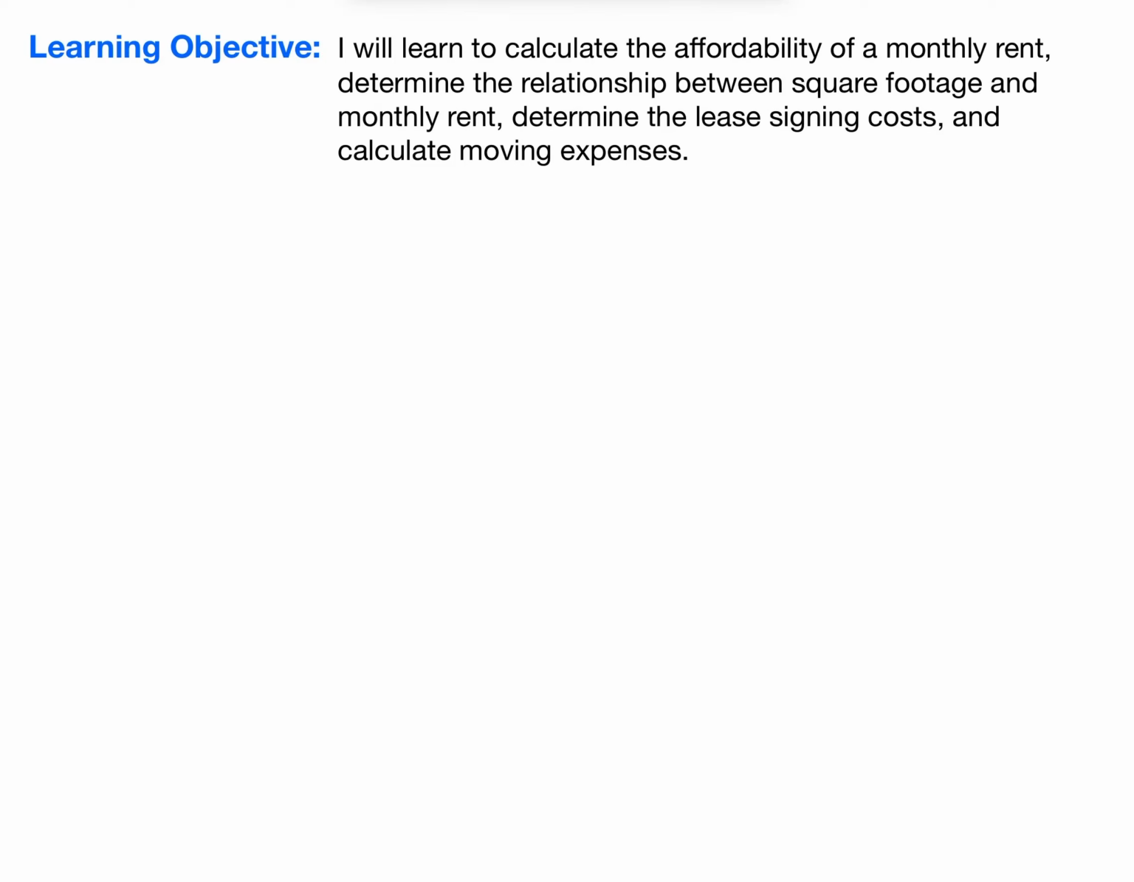All right, class, in this lesson, you are going to learn to calculate the affordability of monthly rent, determine the relationship between square footage and monthly rent, determine the lease signing cost, and then calculate moving expenses. Okay, so let's go ahead and get started.